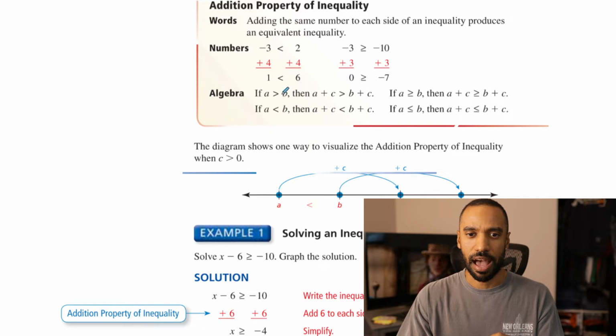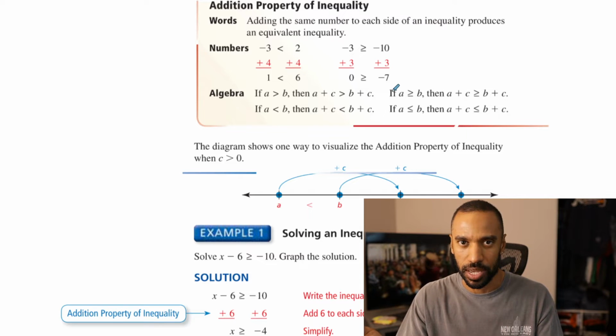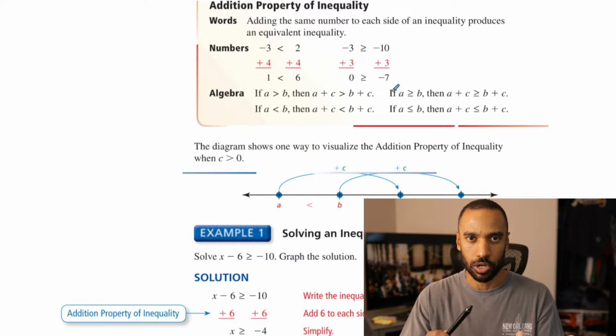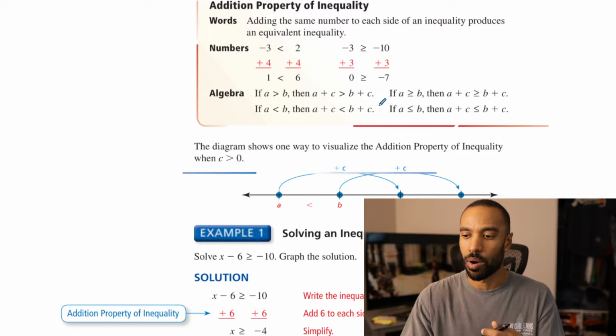So they have this in an algebraic form. If A is greater than B, A plus C is greater than B plus C. You can do the same thing to both sides. This is like an equation, and therefore we can do solving of algebraic inequalities with them.